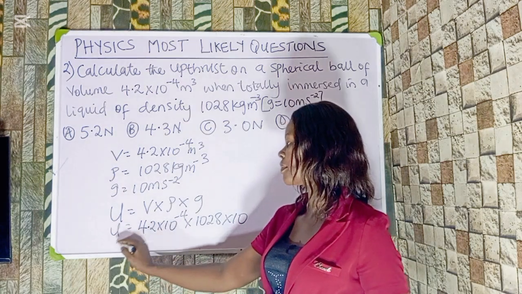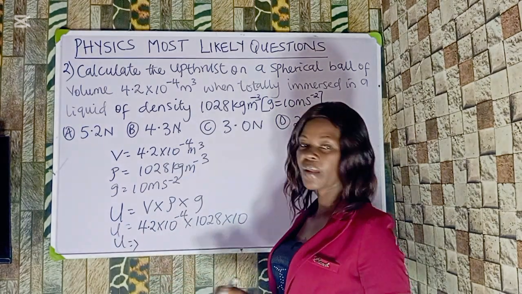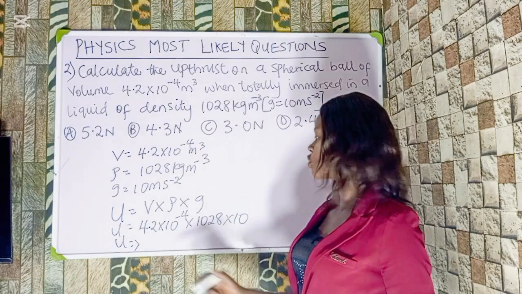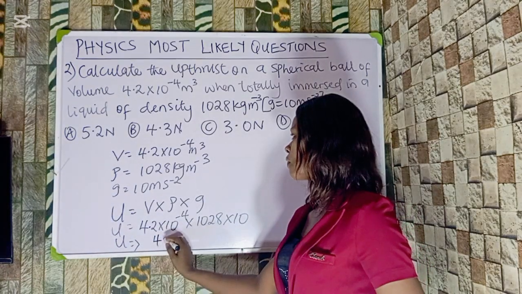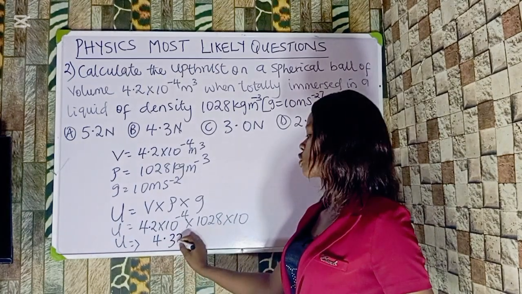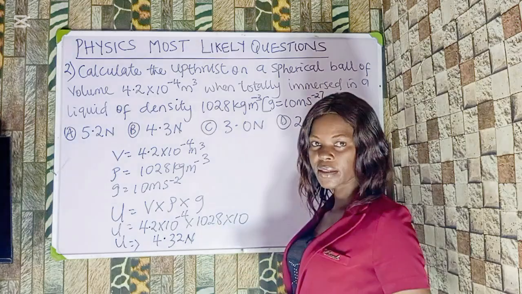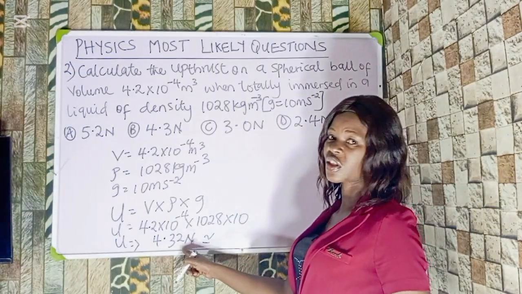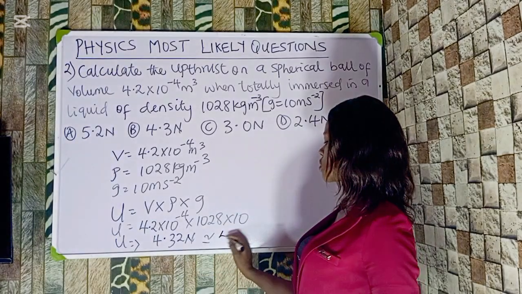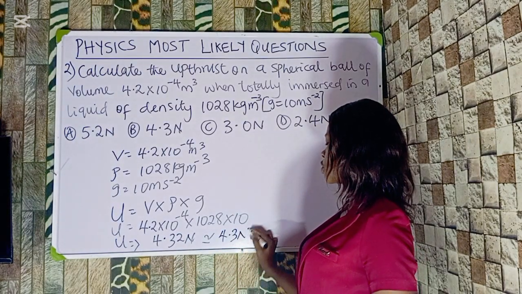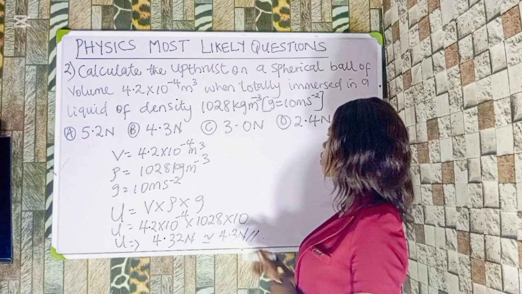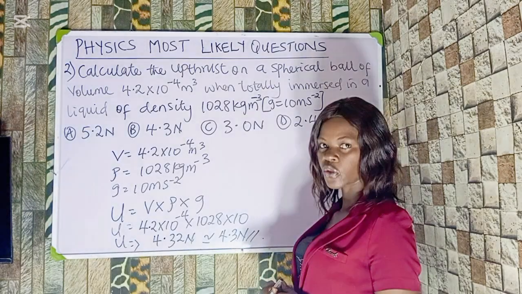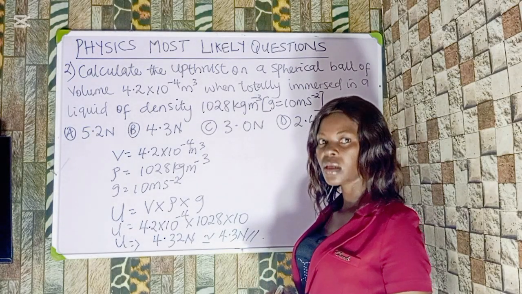Now by the time we multiply all through, our answer is going to give us 4.32 Newton, right? Then if you are using approximate value, because this 2 is not up to 5, you're just going to use 4.3 Newton, right? And from what we have so far, the correct option to this question is option B.